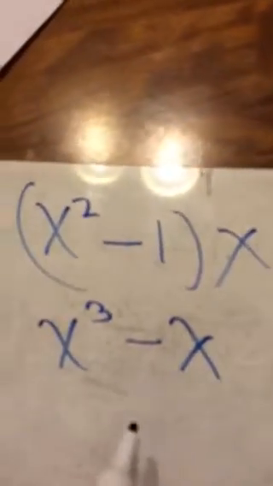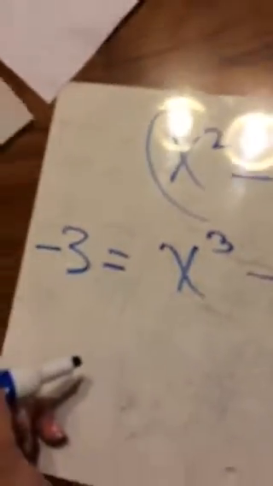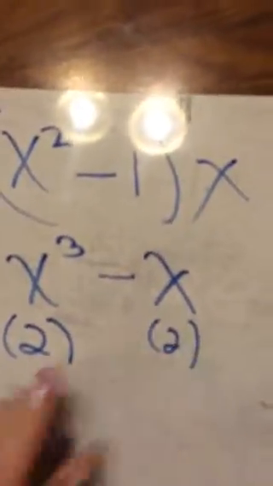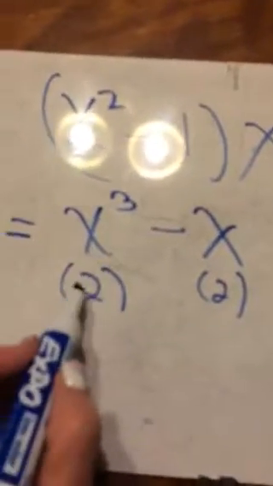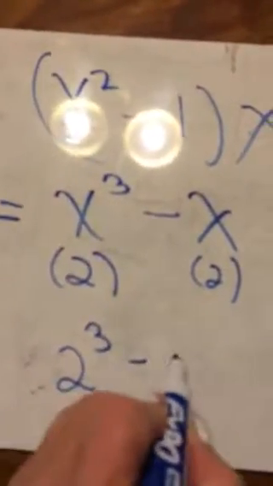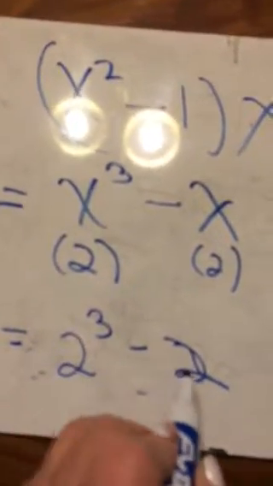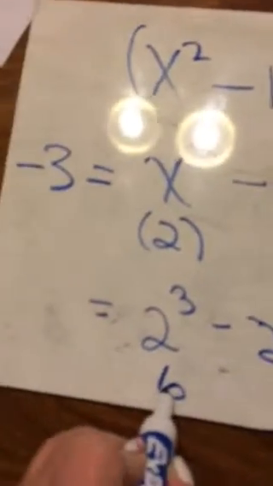Okay. Then it said, we'll go back to this paper, it said p of 2 equals negative 3. That means if you put a negative 3, I mean a 2, my bad. If you put a 2 in place of every x, you will equal out to negative 3. So we're going to put a 2 in there, and a 2 in there. So this would be 2 cubed minus 2. 2 cubed is 8. 8 minus 2 is 6. Okay, so that equals 6.